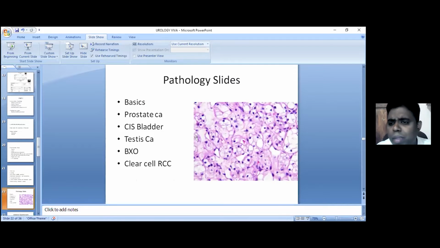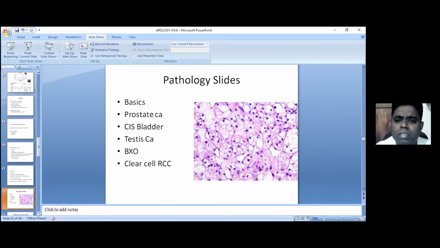Then they might ask a few pathology slides, like prostate cancer Gleason, CIS of the bladder, or seminoma, or clear cell RCC. Not everything. Balanitis xerotica obliterans. So those are, I think, the 5 slides they'll ask again and again. So if you just know those slides, because some days they will start from there.